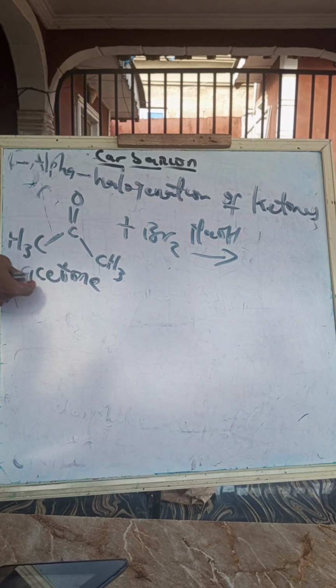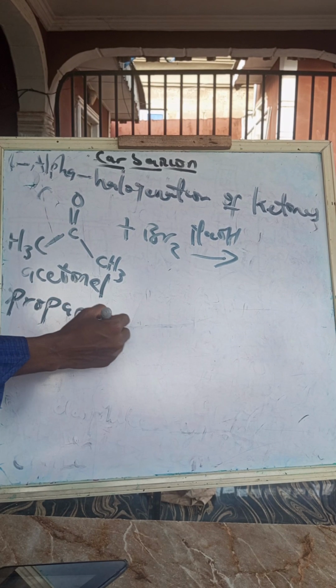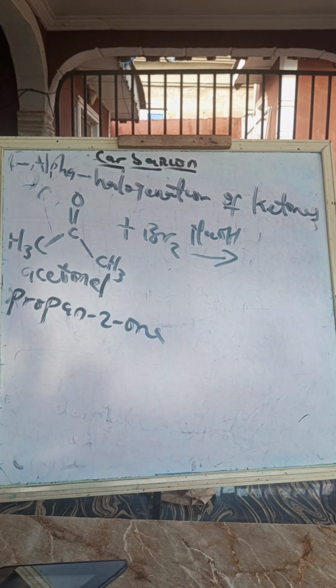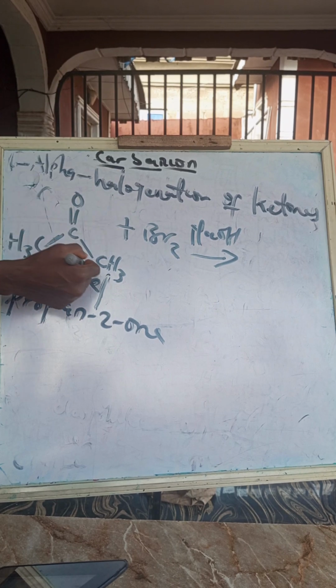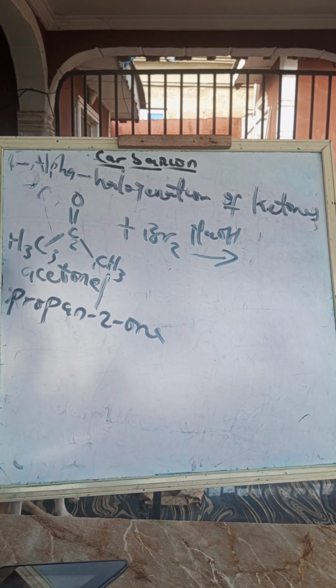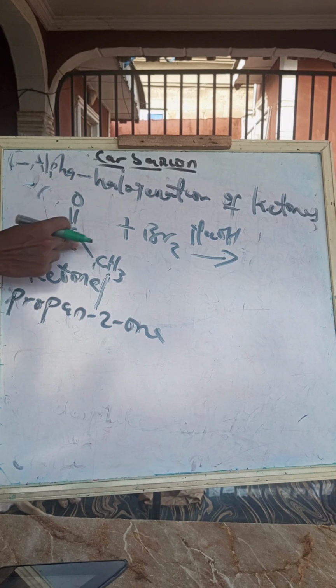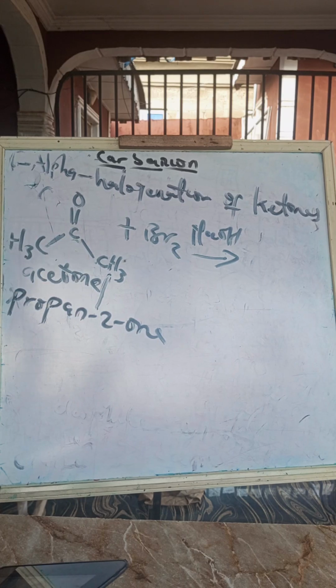Now, what do we mean by acetone? This is a ketone group. Acetone is also known as propan-2-one. So if you don't know it as acetone, you call it propan-2-one. Acetone is just the common name for propan-2-one. So this is our normal naming. We have carbon 1, 2, and 3, which is the longest chain, and the ketone is attached to carbon 2.